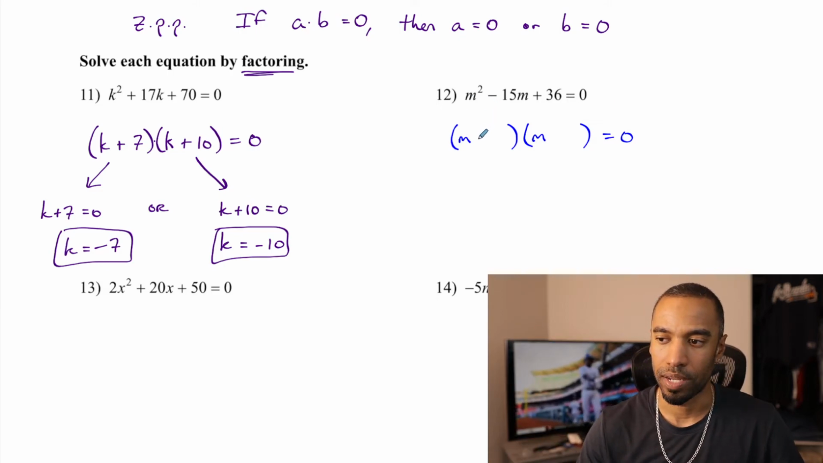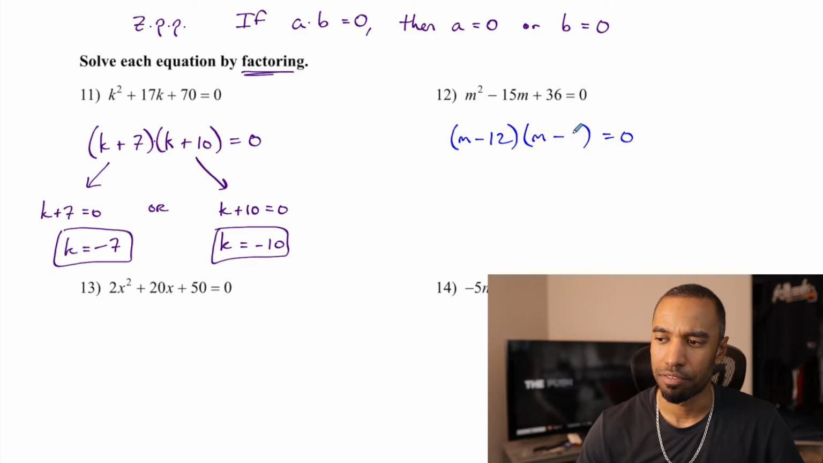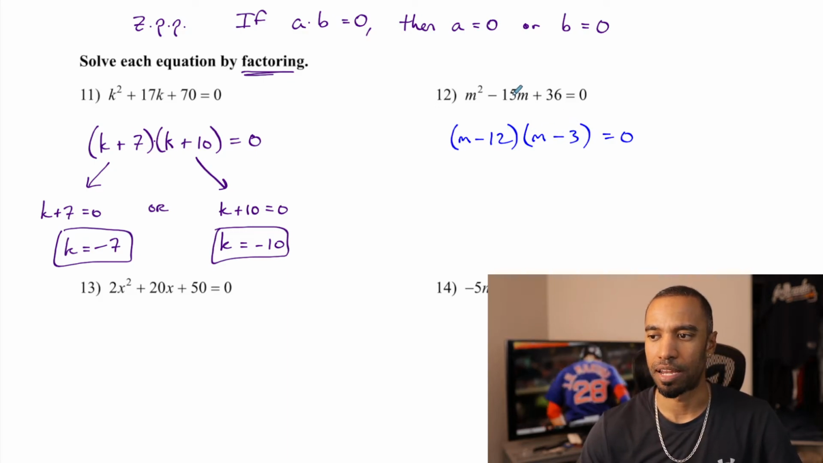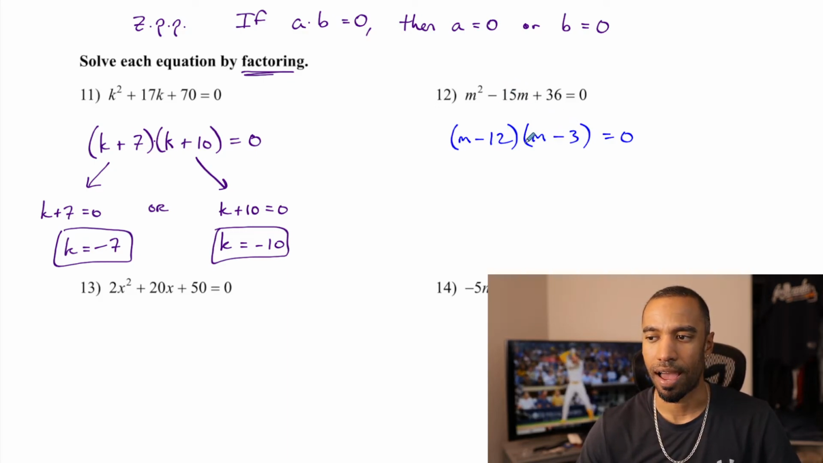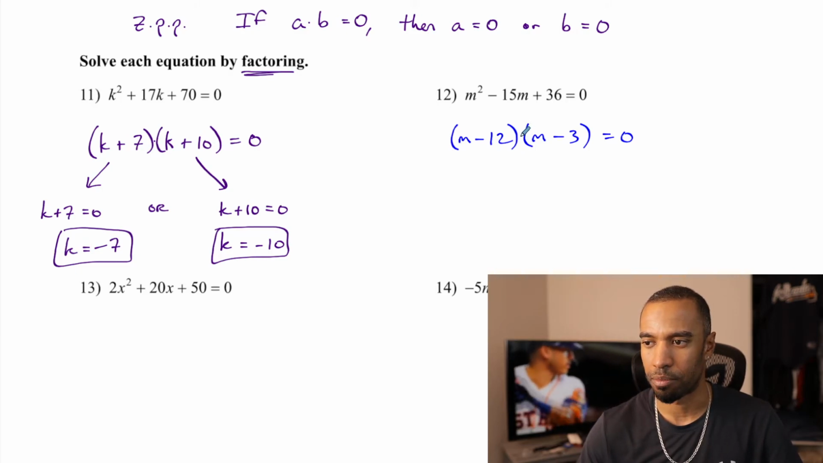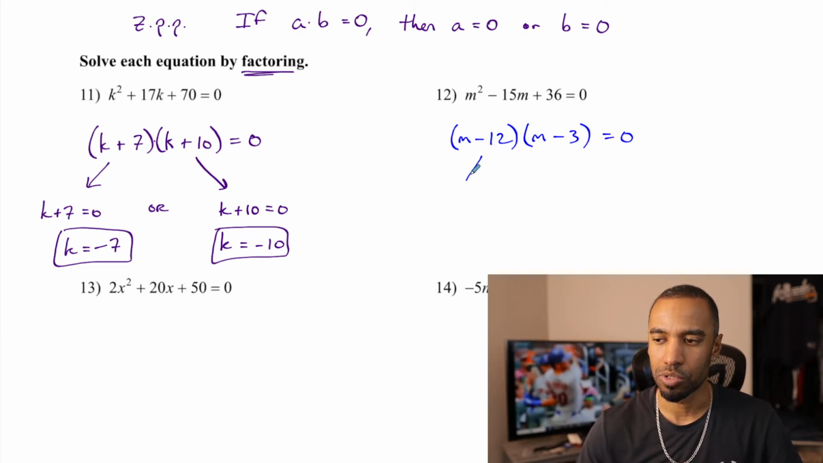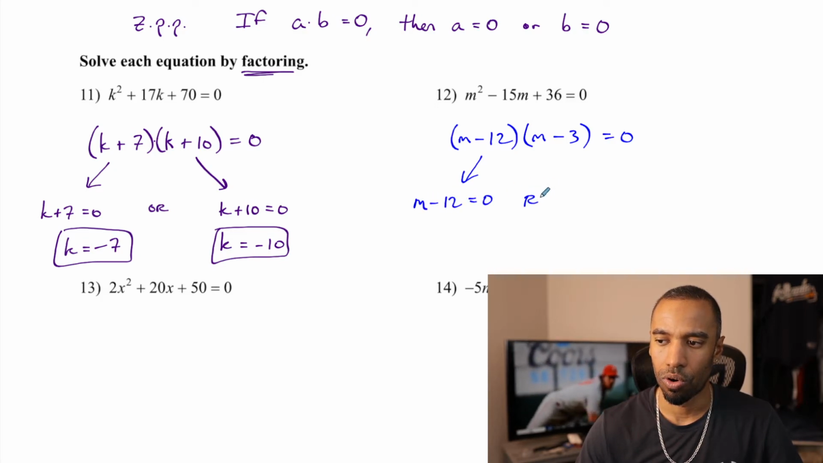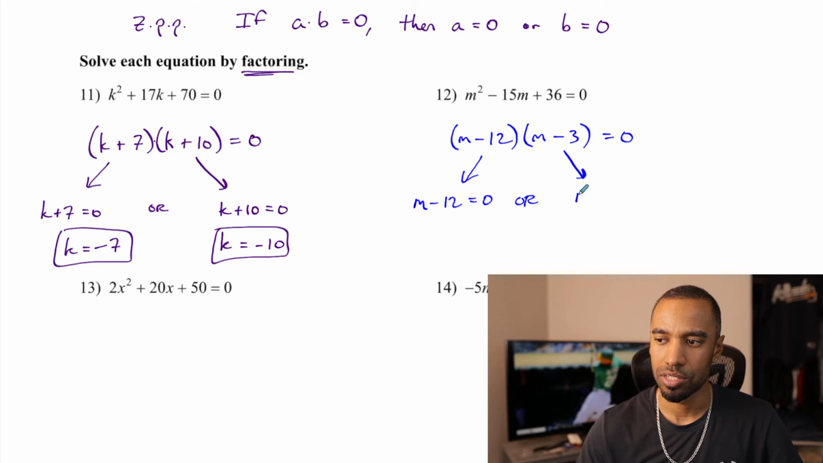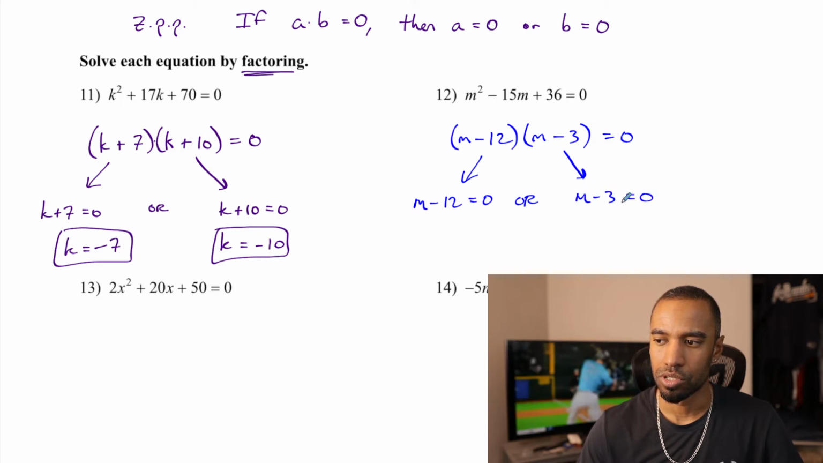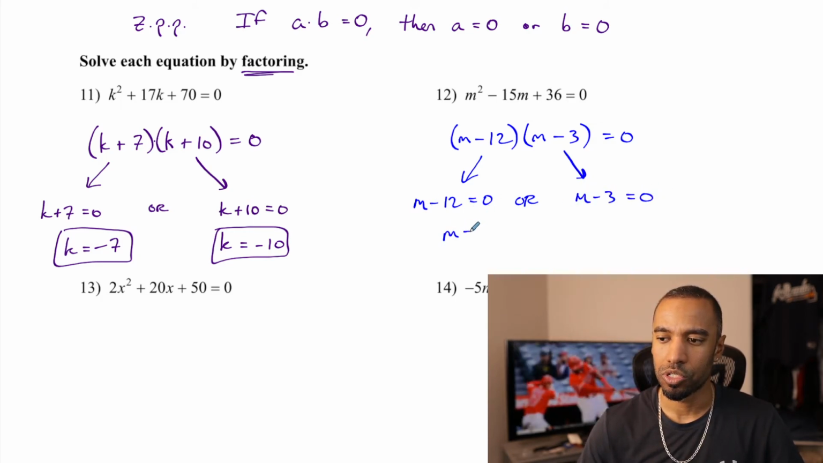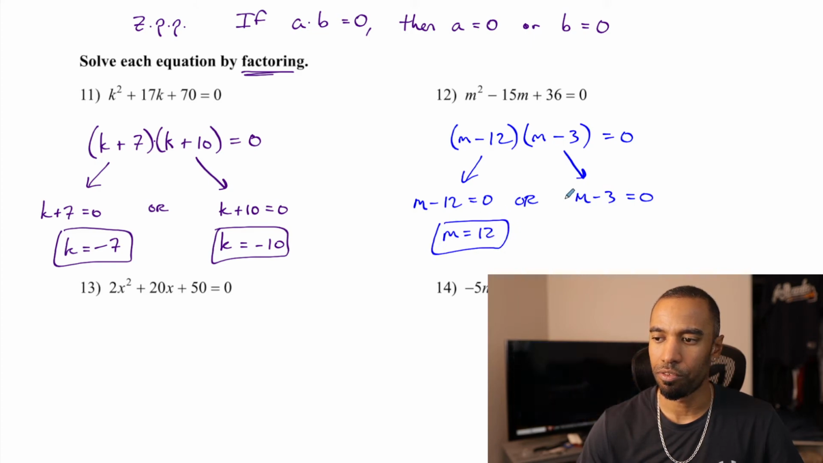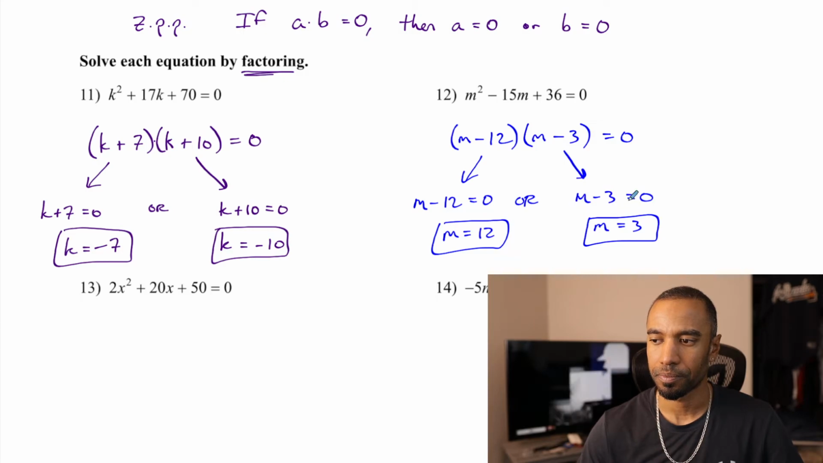Negative 12, minus 3. Negative 12 times negative 3 is positive 36. Negative 12 minus 3 is negative 15. There are our factors. It is factored. We have a product. If this times this equals 0, either this equals 0 or this equals 0. If m minus 12 equals 0, then m equals 12. Or if m minus 3 equals 0, then m equals 3.